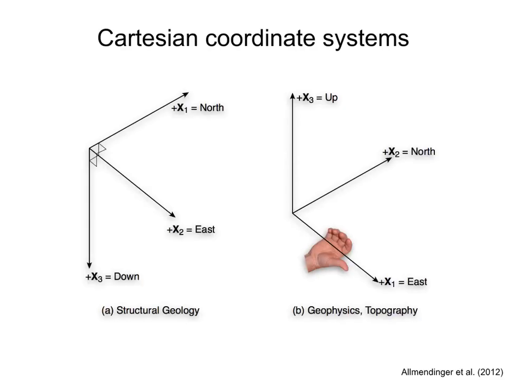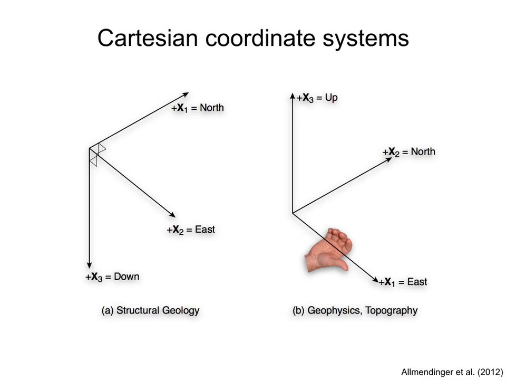To start with, we need to define a Cartesian coordinate system in 3 dimensions. This system has 3 orthogonal axes, x1, x2, and x3. This figure shows the 3-dimensional Cartesian coordinate systems most frequently used in geology. These coordinate systems are right-handed.